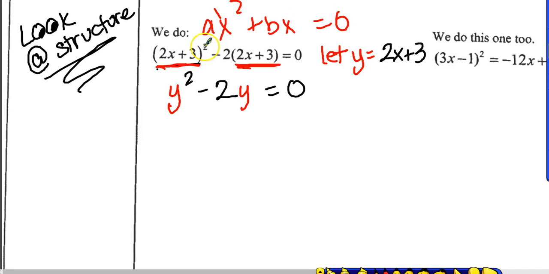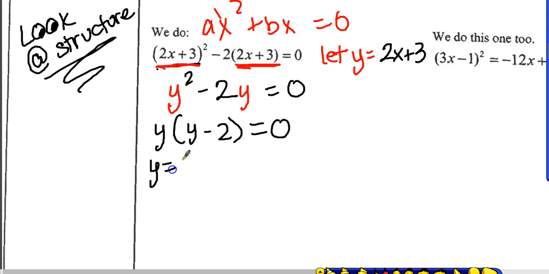Okay, so now is it easy to factor? Sure it is. We can factor out a y, leaving us with y minus 2, right? And then we can go ahead and set those quantities equal to 0.